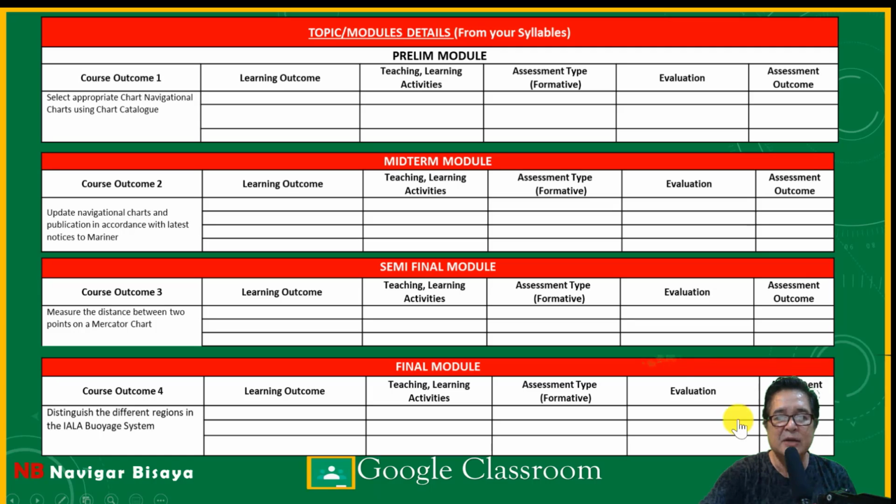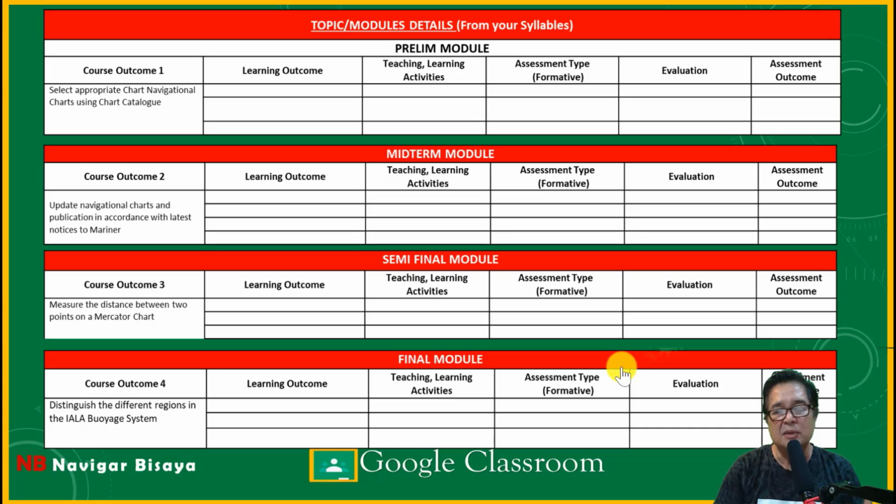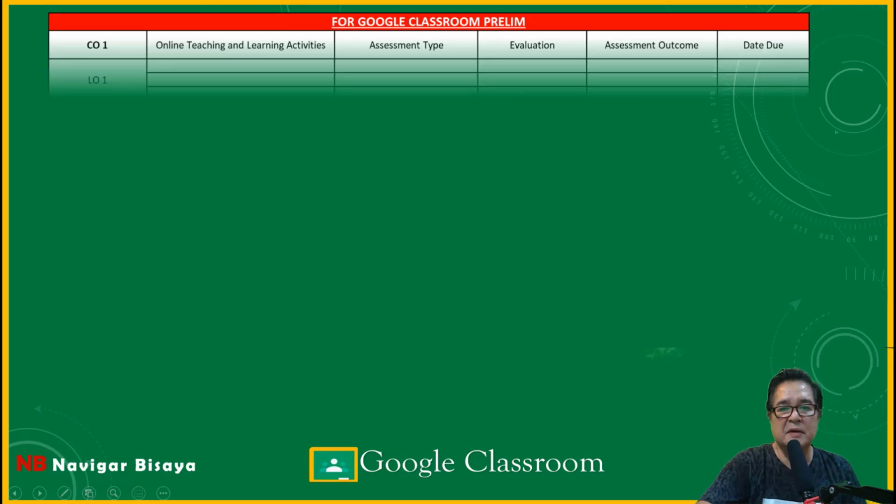From your syllabus, the learning outcomes, activities, and assessment must be ready because this document is your basis for what type of activity you will be creating on the classroom. From outcome 1 to outcome 4, this is only a sample. Midterm module, semifinal module, and final module. You must be ready on this before opening a classroom because you will upload all information before using the classroom. The student must be informed regarding this document upon joining the class.